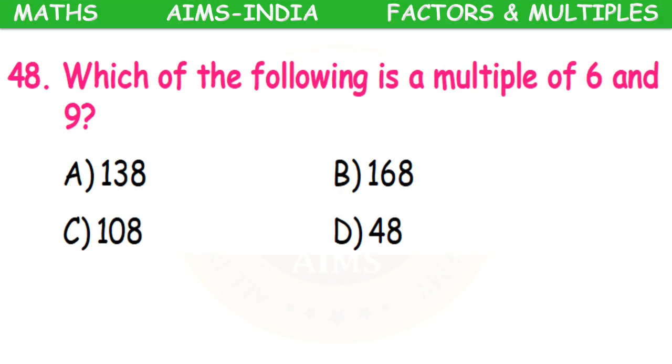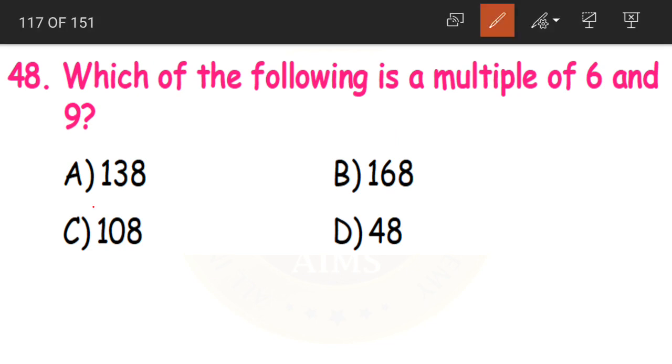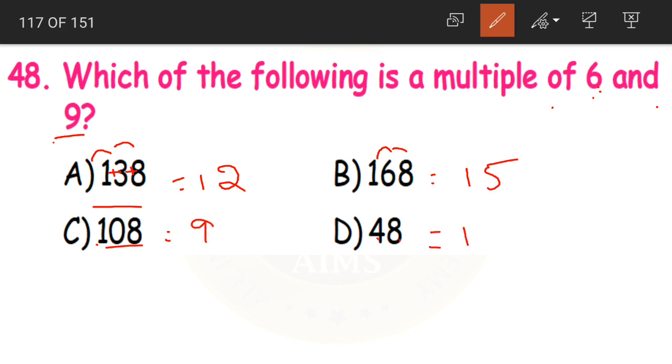Next question. Which of the following is a multiple of 6 and 9? Okay, the given number should be a multiple of 6. That means it should be divisible by 6 and 9. Now if you look at the numbers, for a number to be divisible by 9, the sum of the digits should be divisible by 9. Yes, 1 plus 3 is 4, 4 plus 8 is equal to 12. 1 plus 6 is 7, 7 plus 8 is equal to 15. 1 plus 0 plus 8 is 9. 4 plus 8 is equal to 12.